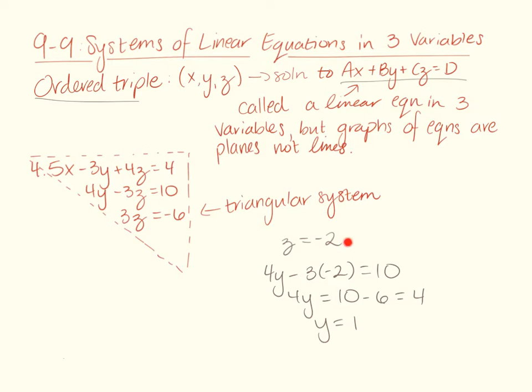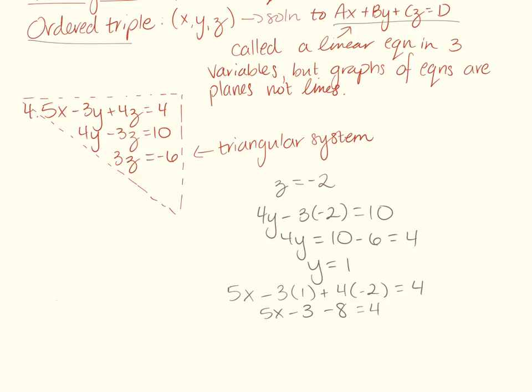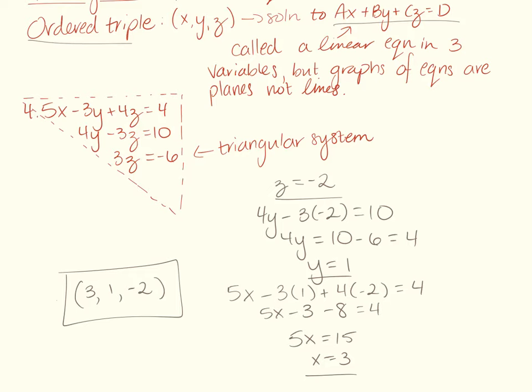Now that we have z and y, we can solve for x using the first equation because it's got x, y, and z. So we plug in, we get 5x minus 3 times 1, which we plug in for y, plus 4 times negative 2 equals 4. 5x minus 3 minus 8 is equal to 4. So 5x is equal to 15, x is equal to 3. So we've got x, y, and z. So we're going to write this as the solution, x first, so that's 3, y second, 1, and z last, negative 2. And that's our answer.